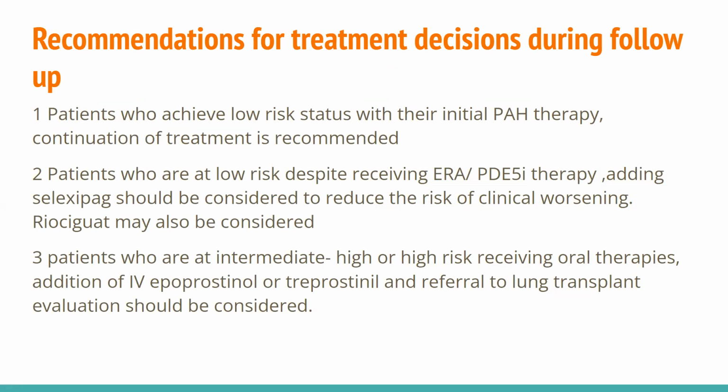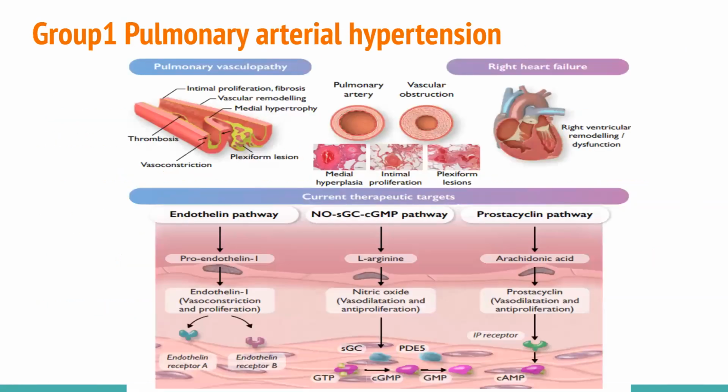Patients who are at intermediate-high or high risk receiving oral therapies, addition of IV epoprostenol or treprostinil, and referral to lung transplant evaluation has to be considered. You can see this is group 1 patients, wherein the endothelin pathway and the nitric oxide, soluble guanylate cyclase and cyclic GMP pathway have been targeted, and even the prostacyclin pathway has been targeted. The pulmonary vasculopathy has led into right heart failure, hence the symptoms of it.